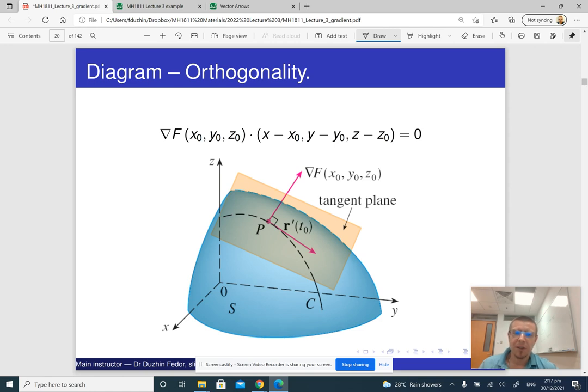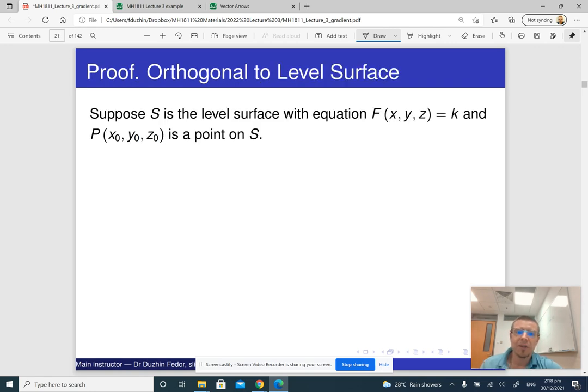The blue thing is our level surface. In this case, it's probably a part of an ellipsoid, but it could be any level surface. At the given point, if you compute the gradient vector, it's going to be perpendicular to the level surface, which essentially means that it is perpendicular to the tangent plane to that level surface. Or it also means the following thing.